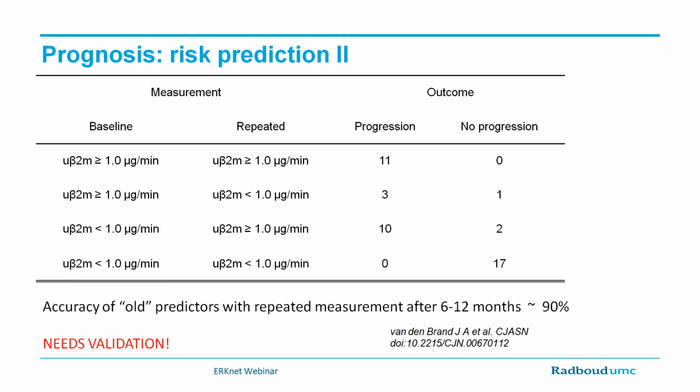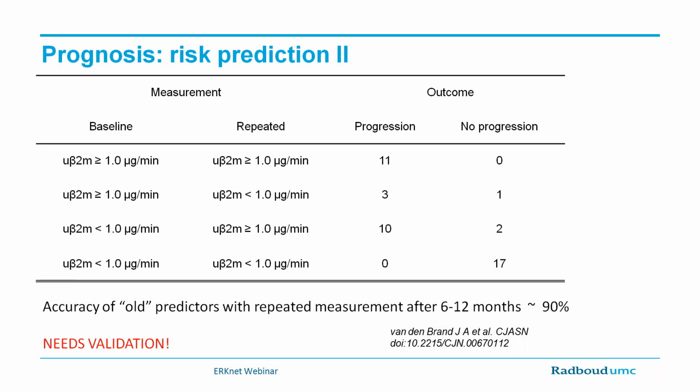So by repeating the measurements after a period of 6 to 12 months, the accuracy of risk prediction becomes higher and amounts to 90%. And obviously, we hope that validation of these studies will make sure that this risk prediction of 90% is true.